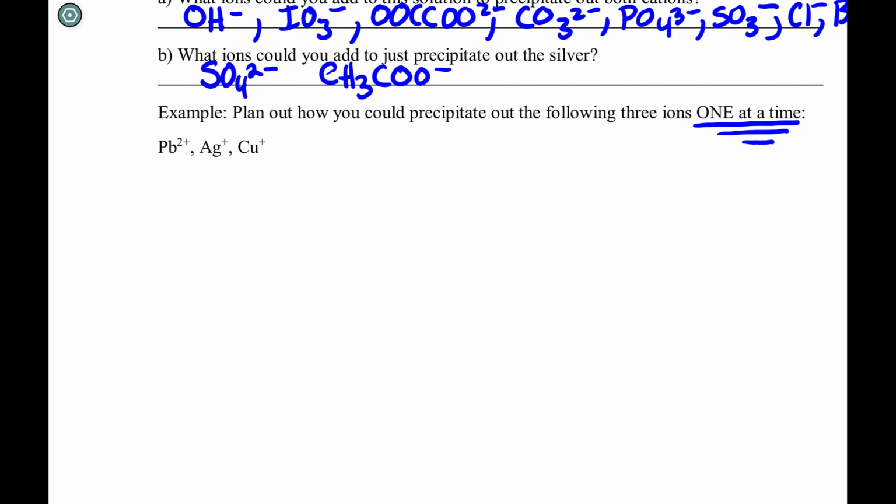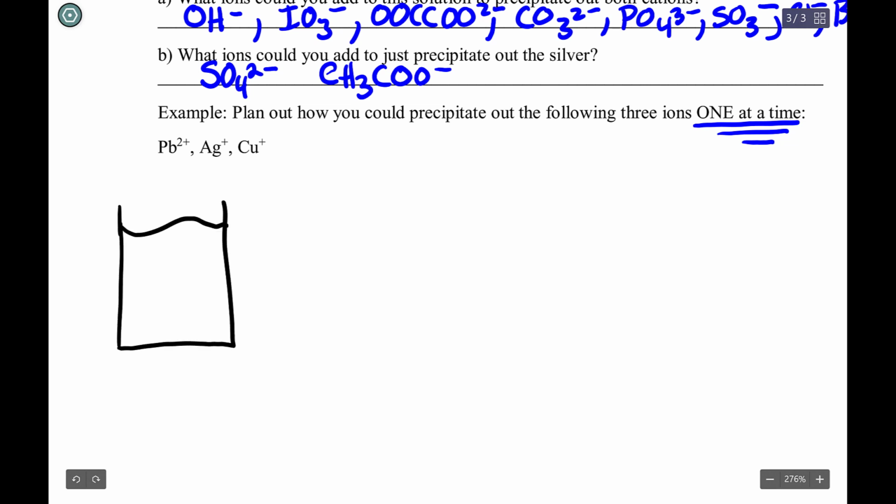So maybe we'll do this twice, 2 different ways. But this is what I mean. What I would start with is a solution. I've been told that in this solution I have Pb2+ ions, silver ions, and copper 1+ ions. What I want to do is add a solution to remove one of them first, then add another solution to remove another one, and then add a different solution to remove the last one.